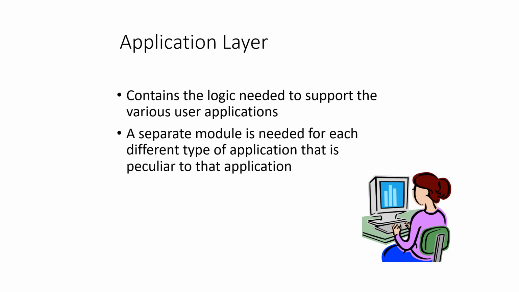SMTP is the protocol used for electronic mail. Telnet, which is a virtual terminal protocol, allows a user on one machine to log onto a distant machine and work there. The Domain Name System, or DNS, is used for mapping host names onto their network addresses, and Hypertext Transfer Protocol, or HTTP, is used for fetching pages on the World Wide Web. These are just a few examples of the different types of protocols on the application layer, but there are many others.